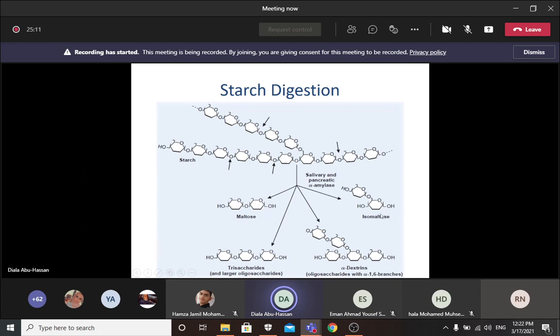We may have larger pieces with three residues like trisaccharides. We may have even larger pieces like dextrins, which are oligosaccharides with alpha-1,6 branches. Say, for example, it's cut here and here, as well as here. So this piece is considered as a dextrin.